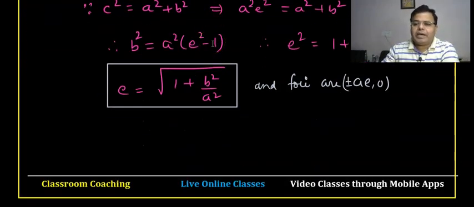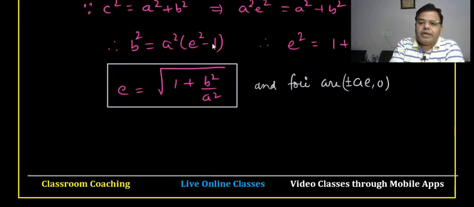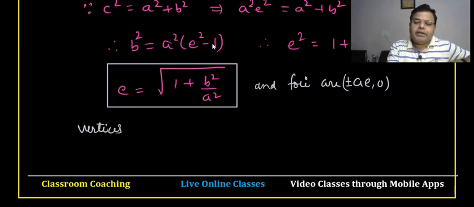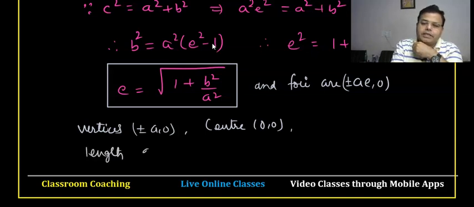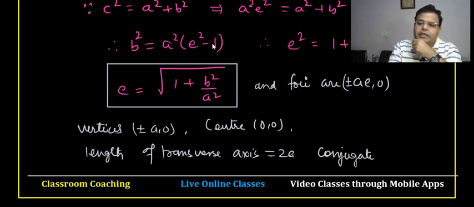What will happen when the foci lie along the y-axis? So these are the coordinates, let me write this before going ahead. Vertices are plus minus a comma 0. Center is 0 comma 0. Foci are there, vertex is there. And now the length of latus rectum. The length of the transverse axis is 2a, and the length of the conjugate axis is 2b. These are a few pieces of information which you need to learn.